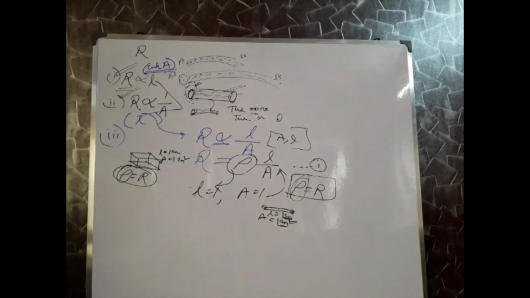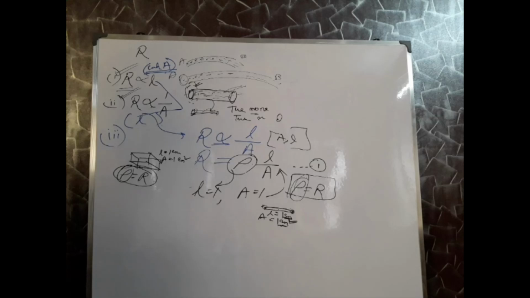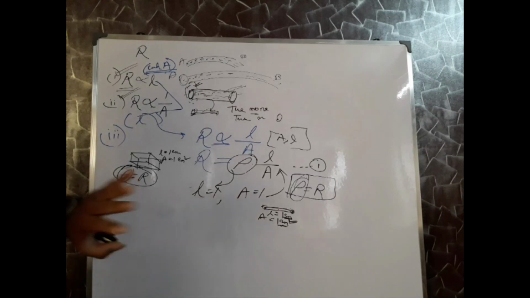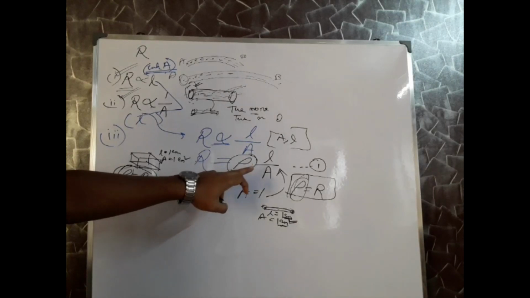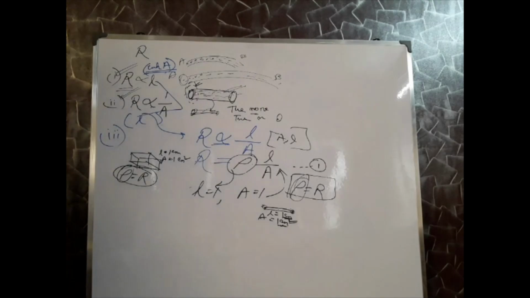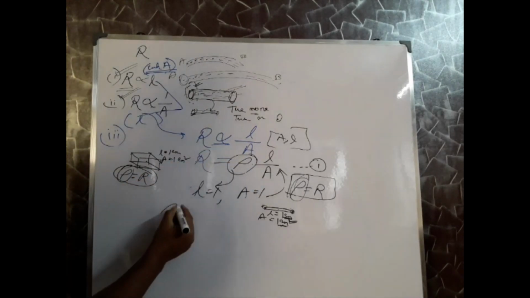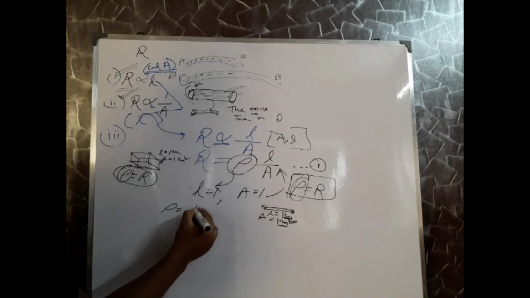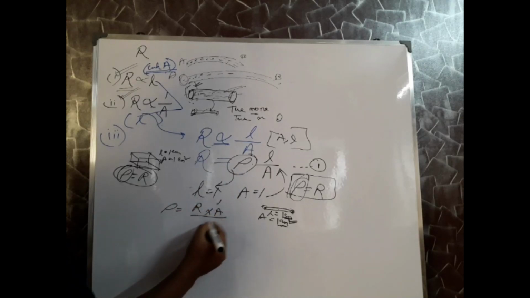You can get the definition in your book, but this is the explanation of how to get rho, the resistivity or the specific resistance, how to get the definition of it. And then let me introduce what will be the unit. So rho equals what? Rho equals R into A by L, right?